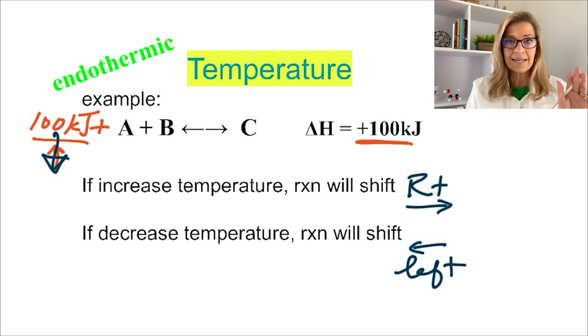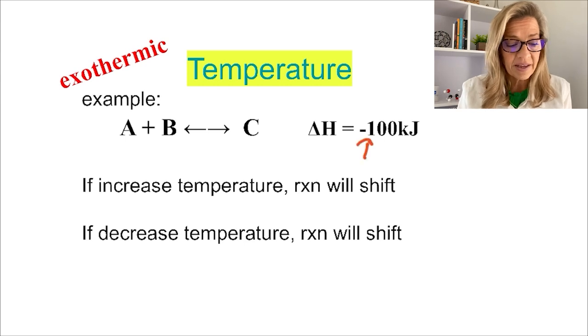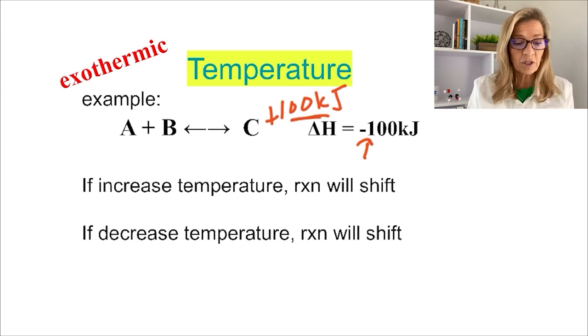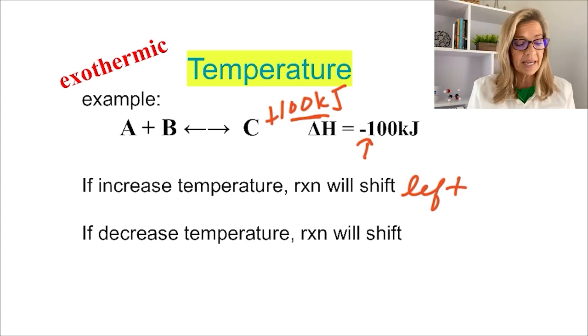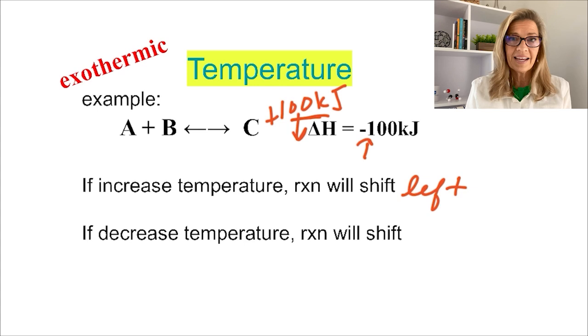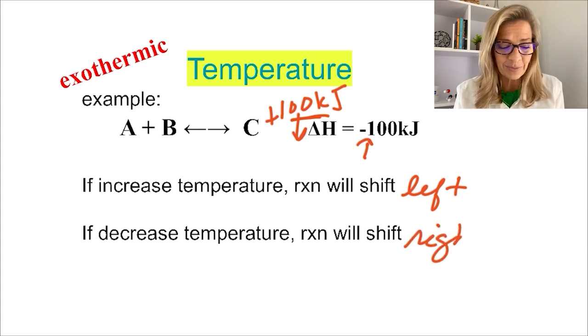Okay, now let's look at an exothermic system. This time I have a negative delta H, so I'm going to put my energy term over here, right, as a product. Increasing the temperature increases the product, so we're going to shift it back to the left to get rid of some of that excess heat. If we decrease the temperature, I'm removing some of that heat. It's going to make up for it, right, by shifting back to the right.